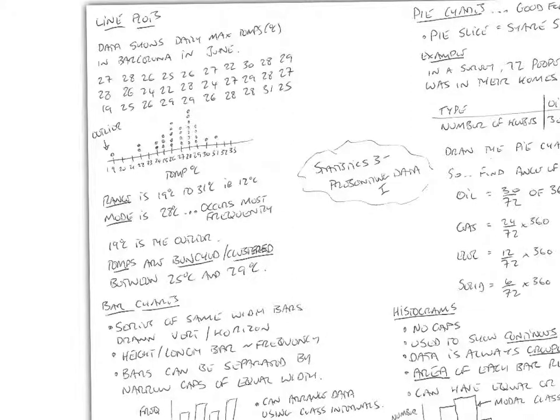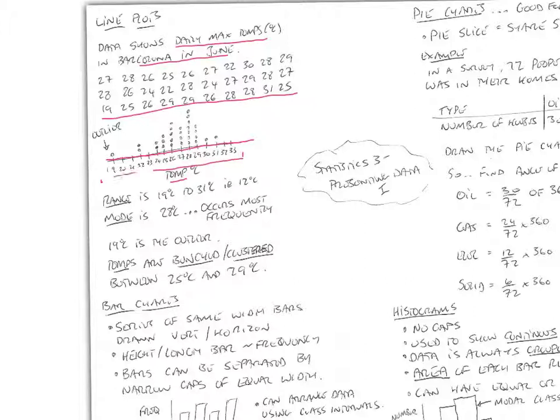So let's look at the many ways of presenting data. We'll start with line plots. Here we go. The data shows the daily max temperatures in Barcelona in June. There they are. To do a line plot of that, we would just have our scale, temperature, noted from the smallest to the highest or close to the highest.